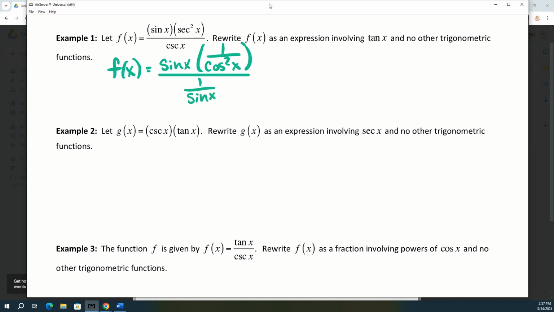Now that looks kind of crazy, but what we're going to do is write it as all multiplication. The numerator I'm going to leave like it is, except because I have all these fractions, I'm going to write sine of x as sine of x over 1. That's going to be multiplied by the cosine squared. So I didn't really change the numerator, but to divide by the denominator, I'm going to multiply by the reciprocal.